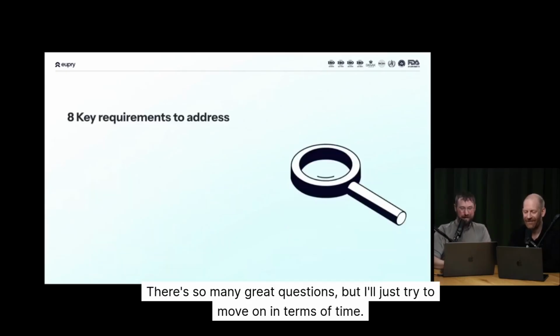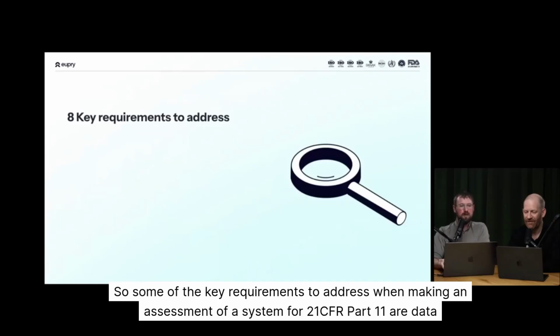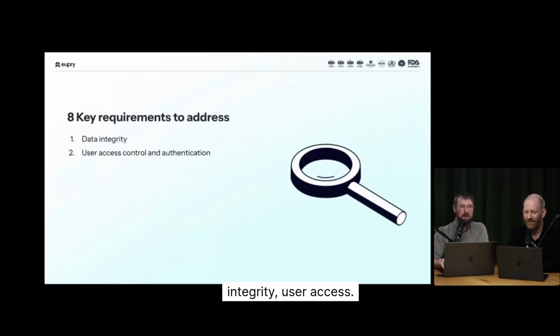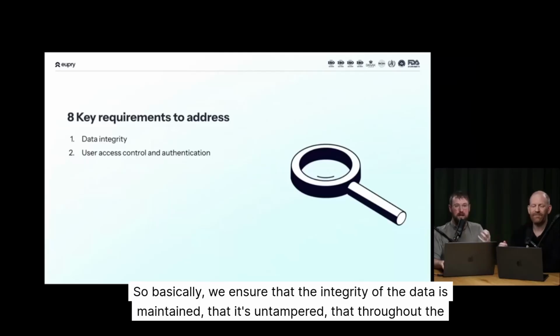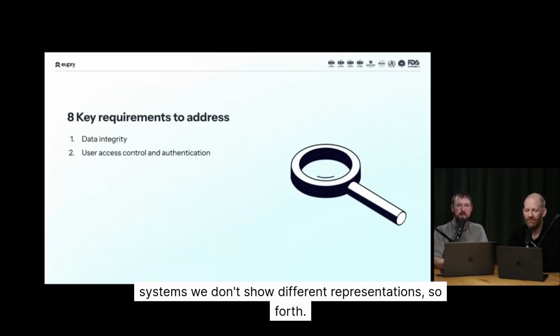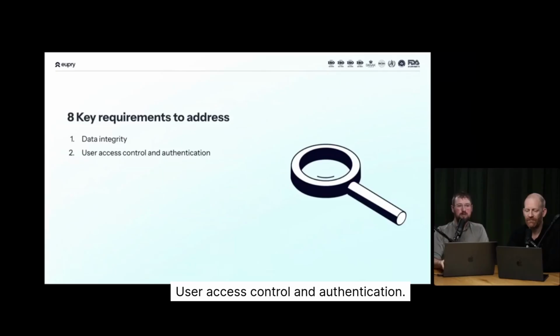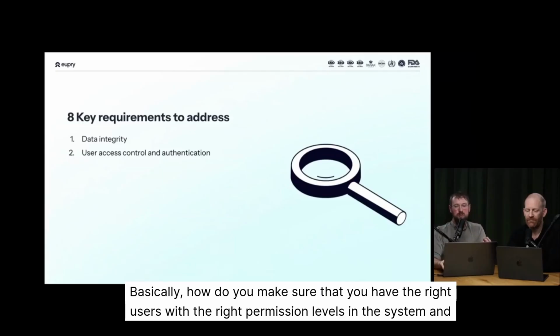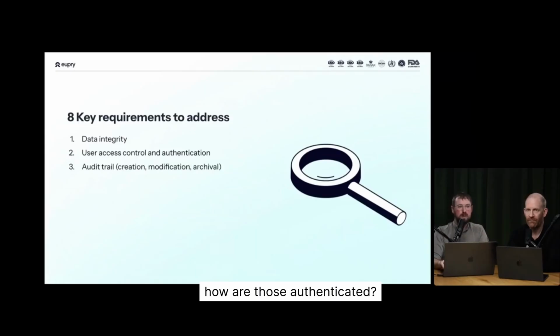There are so many great questions, but I'll just try to move on in terms of time. So some of the key requirements to address when making an assessment of a system for 21 CFR Part 11 are data integrity and user access. Basically, we ensure that the integrity of the data is maintained, that it's untampered, and that throughout the systems we don't show different representations. User access control and authentication: how do you make sure that you have the right users with the right permission levels in the system, and how are those authenticated?